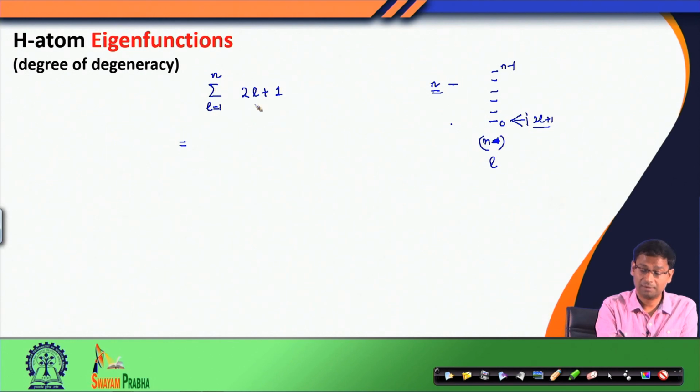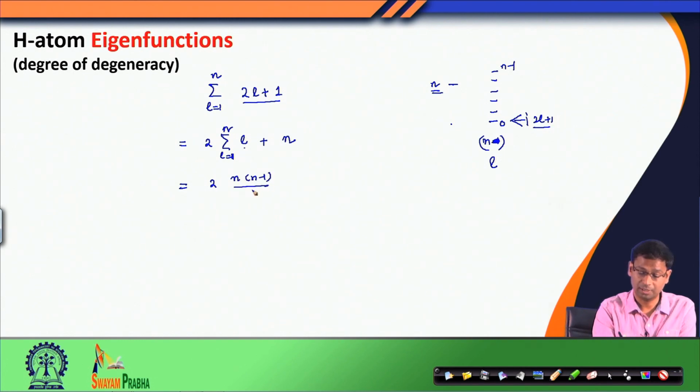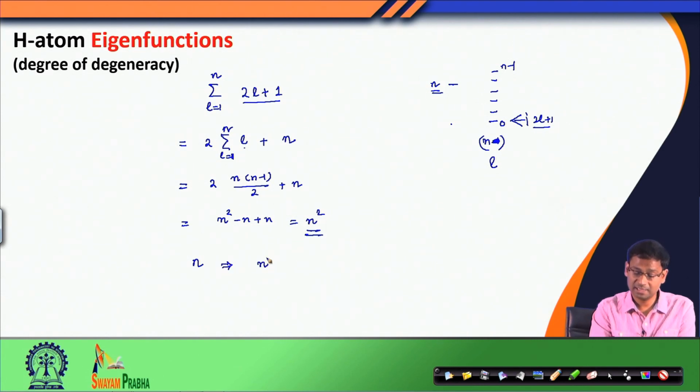If I do this, I have now two terms over here. The first term is the sum of L from 1 to n, plus, when I look at the second term, this is plus 1, and it is n times plus 1. When I do this sum, L goes from 1 to n, we know that this value is n into n minus 1 divided by 2. So, I get n square minus n plus n, this is n square. So, this tells me that for a given value of n, I have n square number of eigenfunctions.